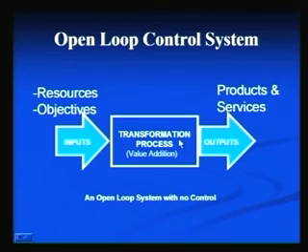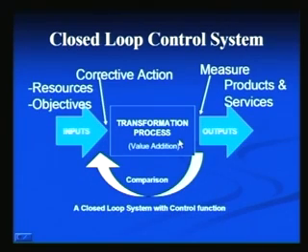Another type of control system which we use is the closed loop system with control function. Here these three blocks are the same. On one side we have the inputs, in the form of resources and objectives. The second block represents again the transformation process, where certain values are added to the raw materials, and the third block is the output, that represents the products and services deliverable to the market or to the customers.